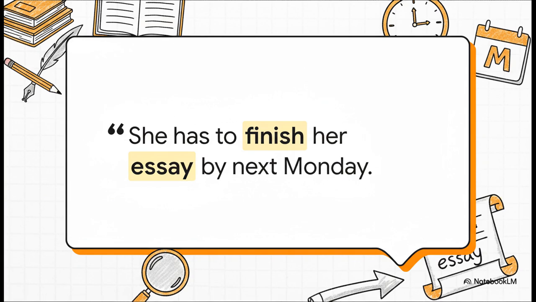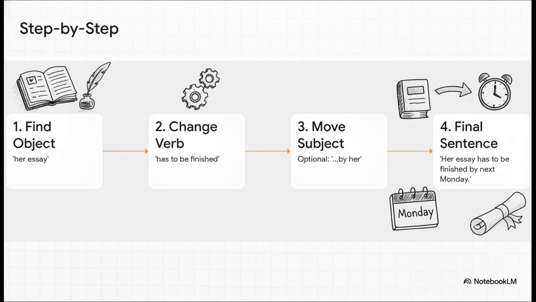She has to finish her essay by next Monday. Okay, think about our formula. What's the very first thing we need to find? Yep, you got it, the object. What is it that she has to finish? Let's walk through it. The object is her essay. The verb phrase has to finish becomes has to be finished. We can add by her if we want, and boom, our final sentence, her essay has to be finished by next Monday. See? Not so bad.